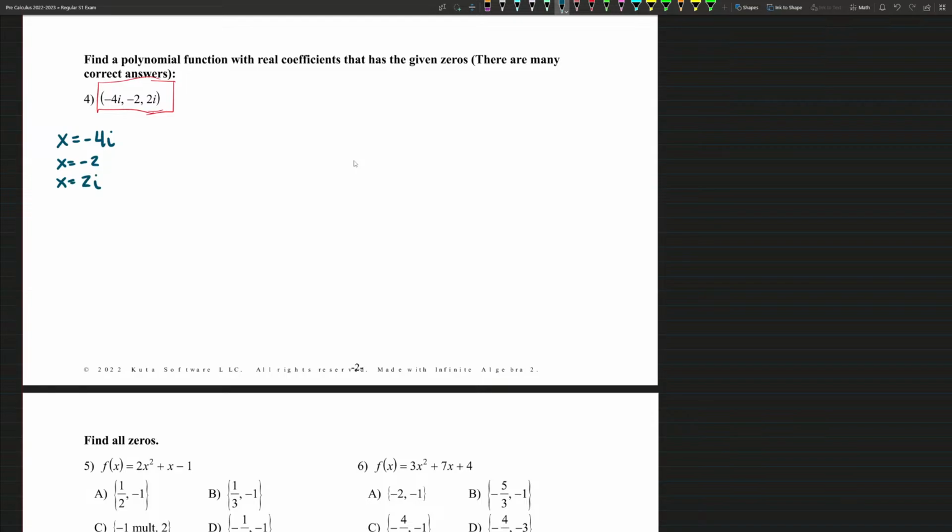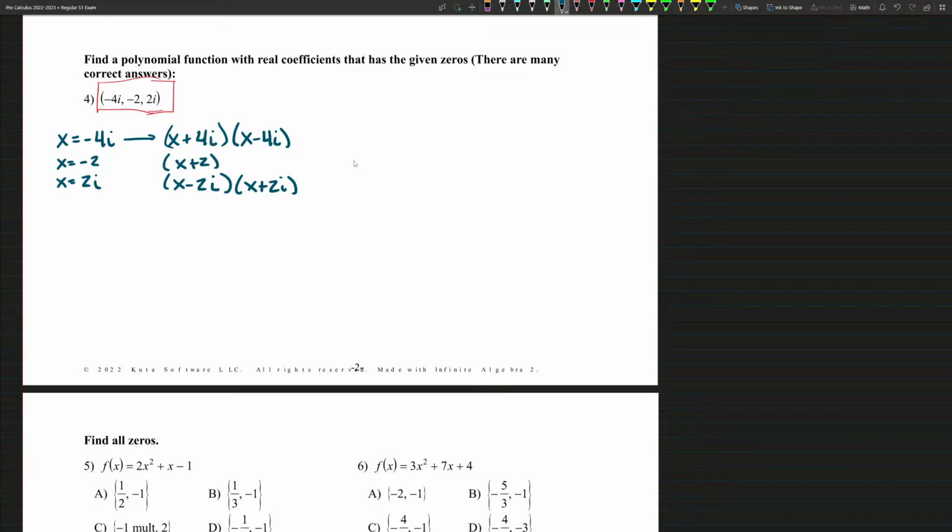So if that's the case, for these zeros, the corresponding factors are x plus 4i, x plus 2, and x minus 2i. For the imaginaries, we also have the conjugates, so x minus 4i and x plus 2i. So we get all those factors, and our job is to multiply all those things together.